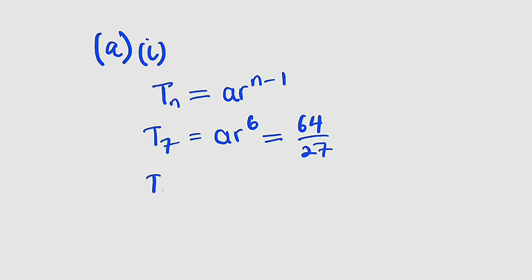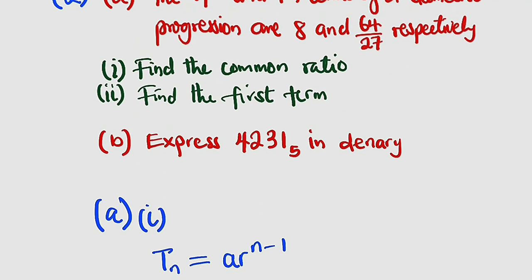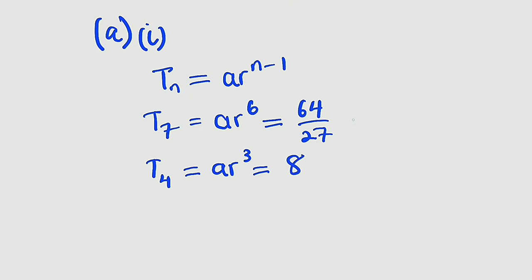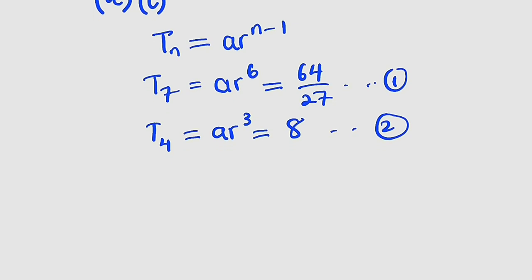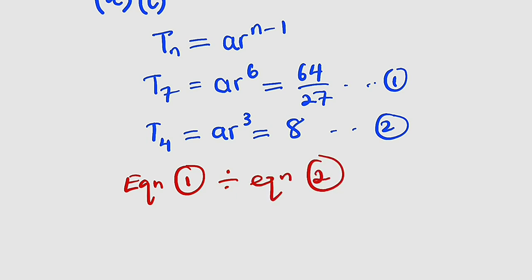We are also given term number 4, which is equal to a r raised to the power of 4 minus 1, which is 3. And this is equal to 8. This is our first equation, and this is our second equation. Remember, these are theory questions, so we have to show our workings and explain in detail. So we can say equation number 1 divided by equation number 2.